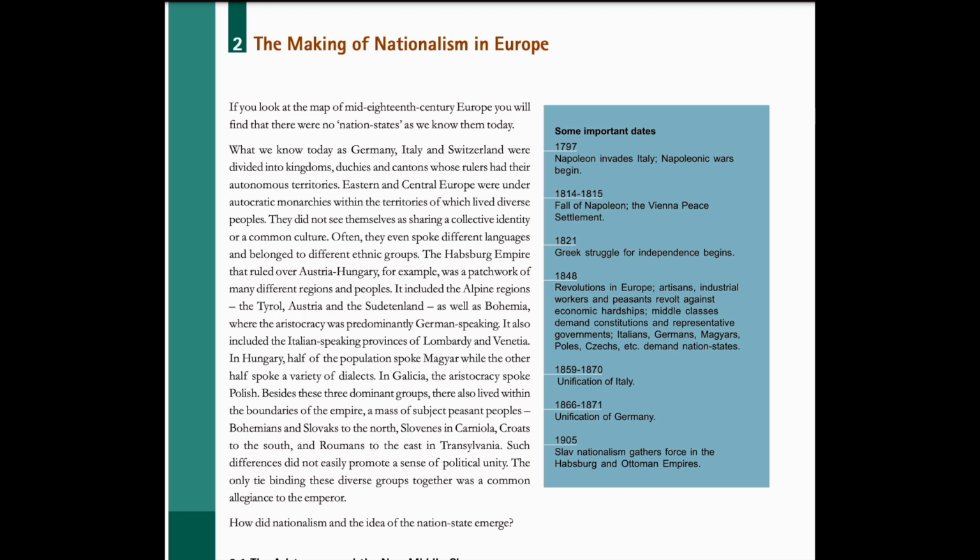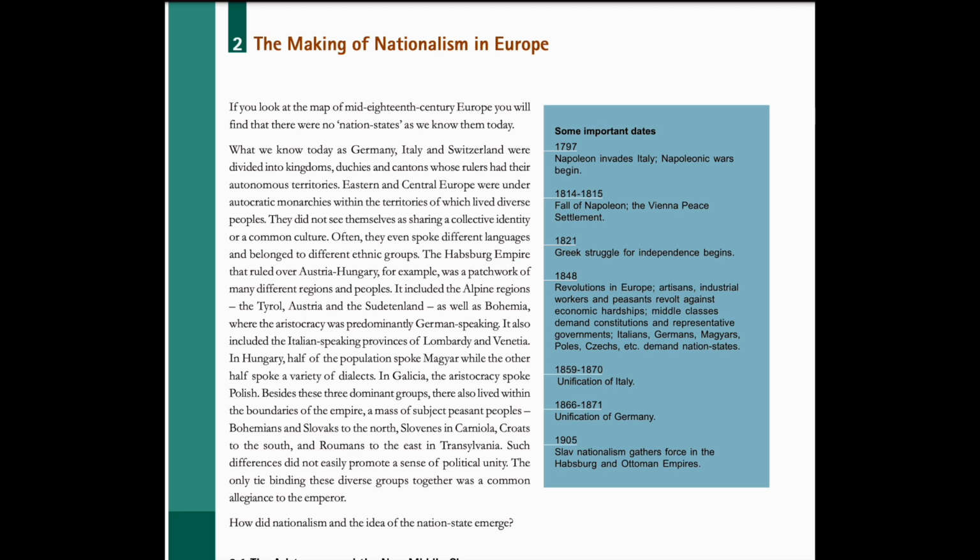Eastern and Central Europe were under autocratic monarchies within the territories of which lived diverse peoples. They did not see themselves as sharing a collective identity or a common culture. Often they even spoke different languages and belonged to different ethnic groups. The Habsburg Empire that ruled over Austria Hungary, for example, was a patchwork of many different regions and peoples.